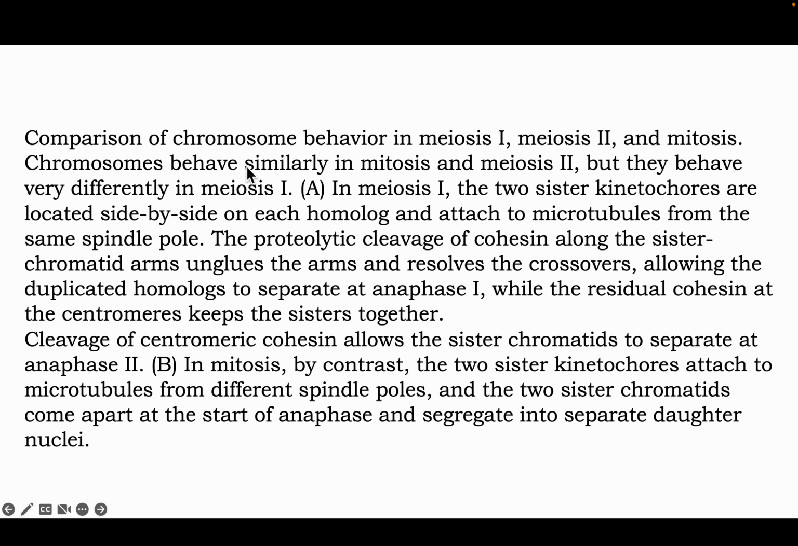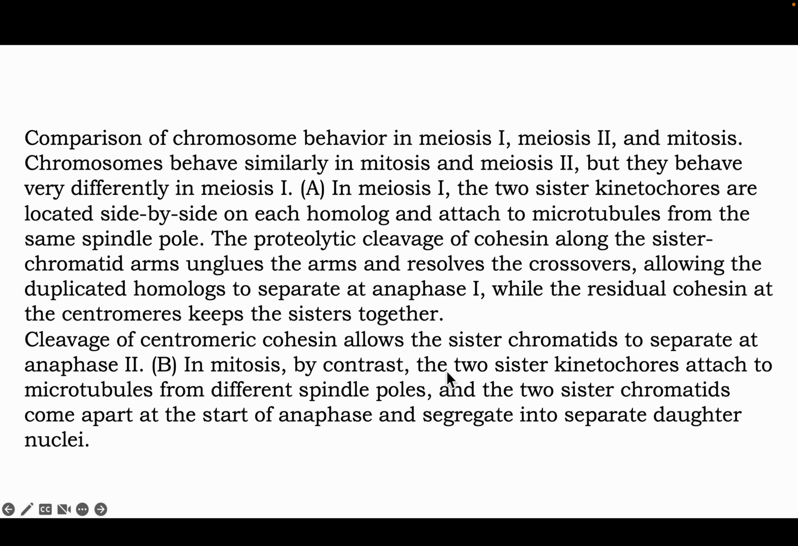Comparison of chromosome behavior in meiosis 1, meiosis 2 and mitosis. Chromosomes behave similarly in mitosis and meiosis 2, but they behave very differently in meiosis 1. In meiosis 1, the two sister kinetochores are located side by side on each homolog and attached to microtubules from the same spindle pole. The proteolytic cleavage of cohesin along the sister chromatid arms unglues the arms and resolves the crossover, allowing the duplicated homologs to separate at anaphase 1, while the residual cohesion at the centromeres keeps the sisters together. Cleavage of centromeric cohesion allows the sister chromatids to separate at anaphase 2.